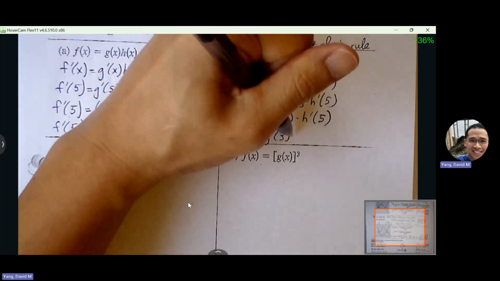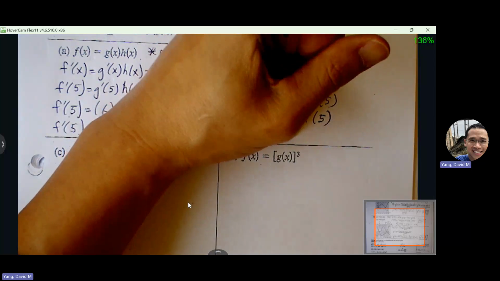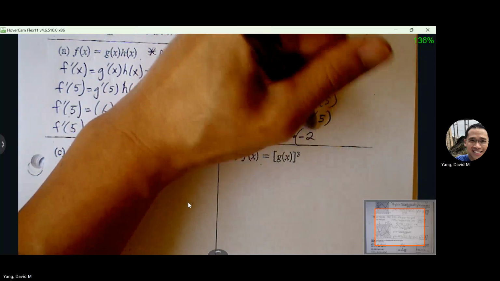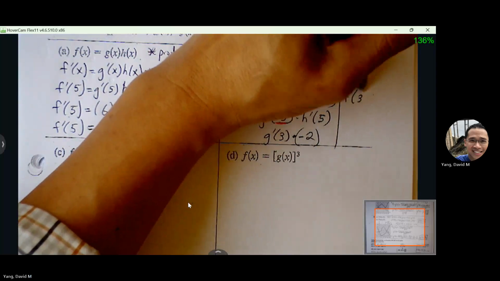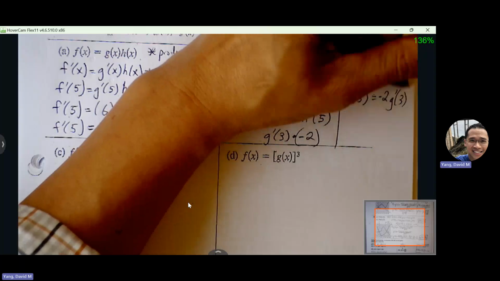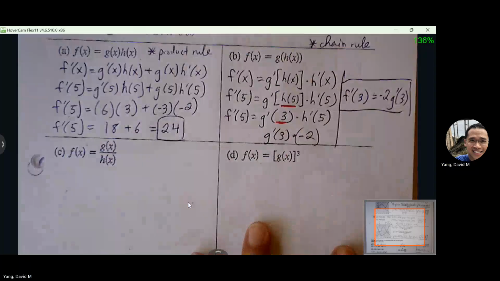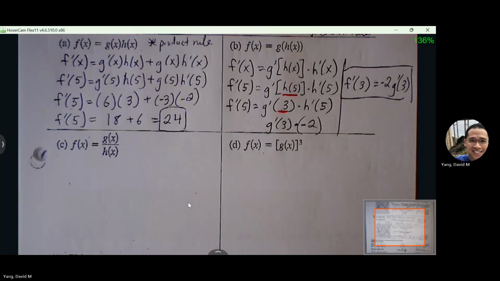But it's not possible, right? We don't have enough data for g prime of 3, so that'll be part of our answer. Whatever g prime of 3 is. We just can't go any further because we don't have enough data. This is still h prime of 5, right? Oh, sorry, 5. Thanks. That's my bad.